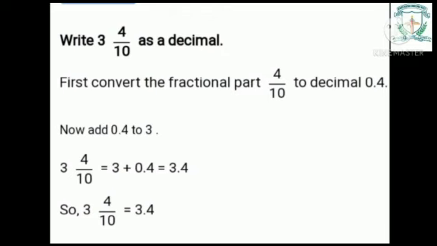Let us consider another example. 3 4 by 10. First, convert the fractional part 4 by 10 to decimal form as 0.4. Now, add 0.4 to 3. 3 plus 0.4 is equal to 3.4. So, 3 4 by 10 is equal to 3.4.